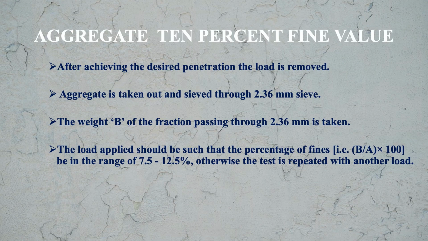You know that B is the fraction passing through the 2.36 mm sieve and A is the weight of the sample. So this percentage of fines should be in the range of 7.5 to 12.5 percent. This calculation that we have done, B by A into 100, the result should be within this range. Otherwise, the test is repeated with another load.